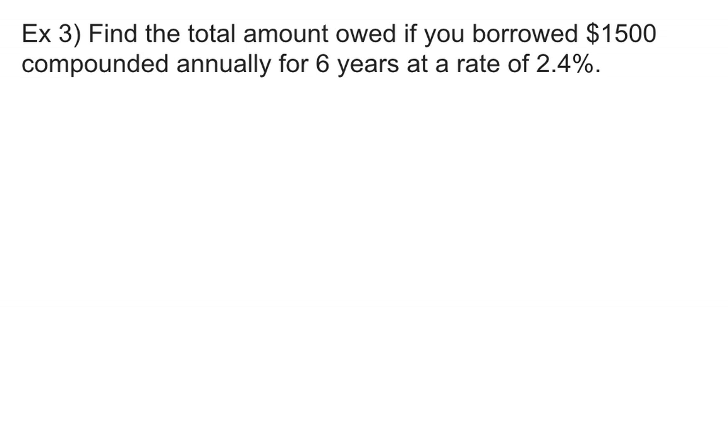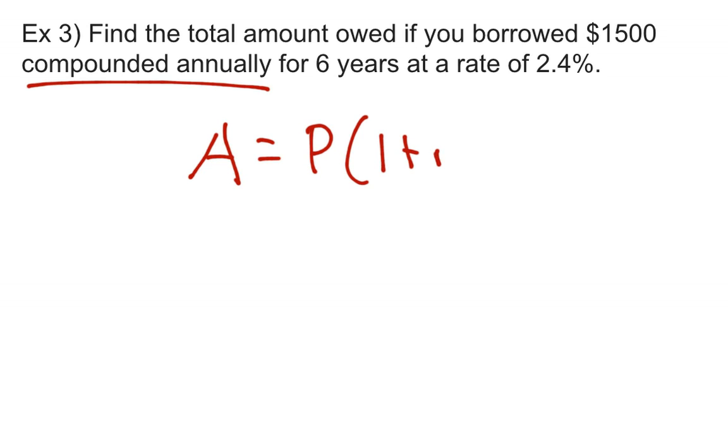Find the total amount owed if you borrow $1,500 compounded annually. That's the key. They have to tell you if it's being compounded annually. Otherwise, we assume it's simple interest. But this one says compounded annually. So I can say A equals P times the 1 plus R to the power of T. Okay, for 6 years at a rate of 2.4%.